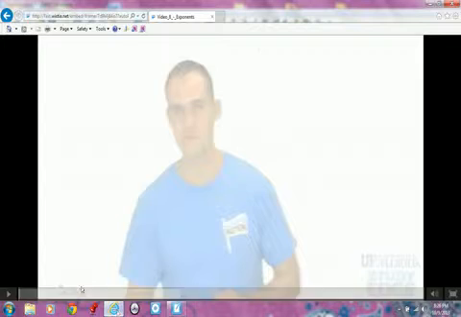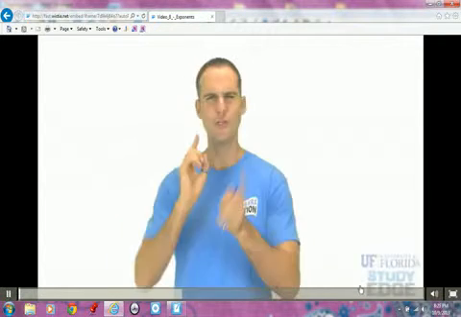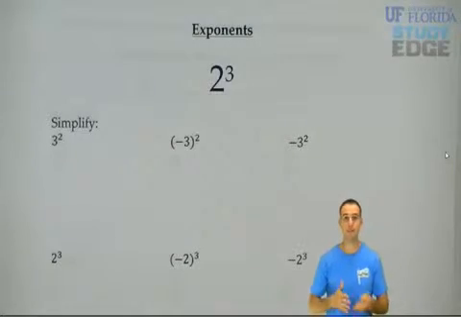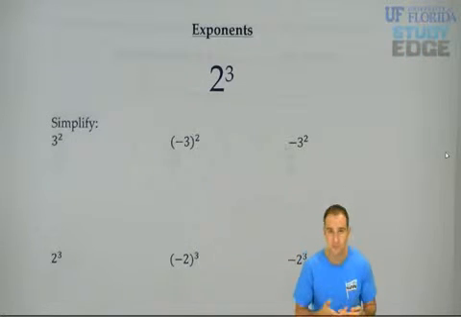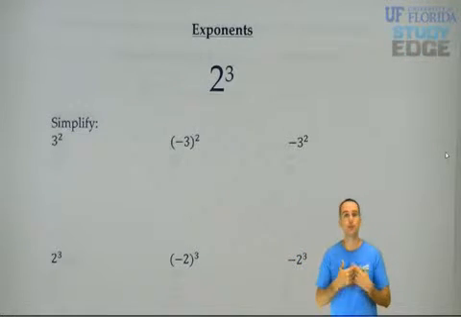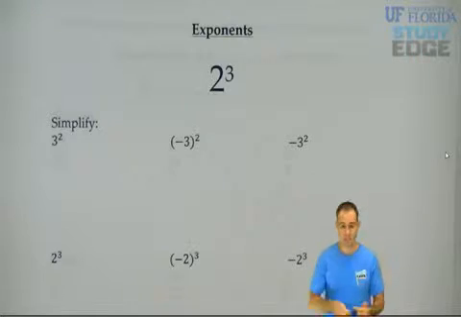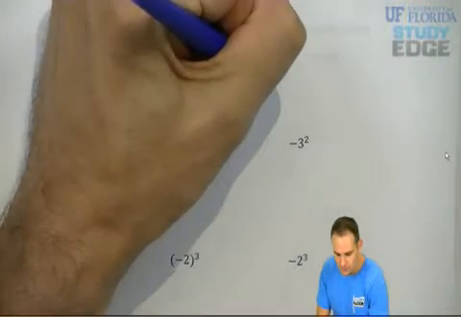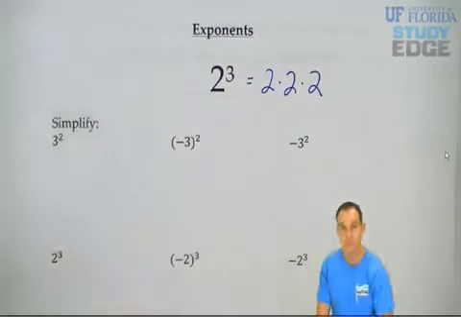Algebra Nation workbook, page 6. Here we go. So what if you have a big number and then a little number in the corner? That's what we call an exponent. So when you read it, for instance, this is 2 to the exponent of 3. You might also hear 2 to the third power, or 2 cubed. This would just mean 2 times 2 times 2.